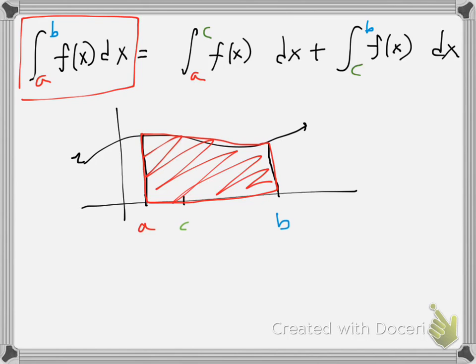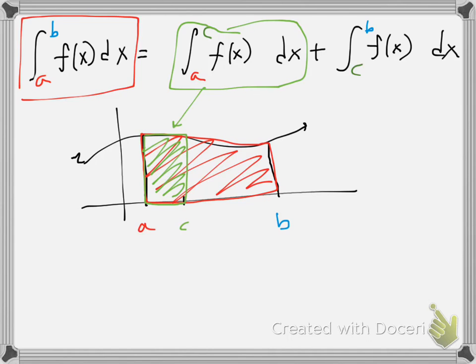So going all the way from A to B, that's kind of a long trip. I'm going to take a little pit stop and find the area from A to C. That's this green business here. Well, that's not all of it, right? It's not enough. We then have to continue onwards, and I'll do this next part in orange.